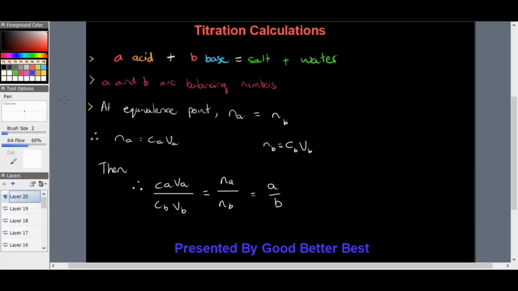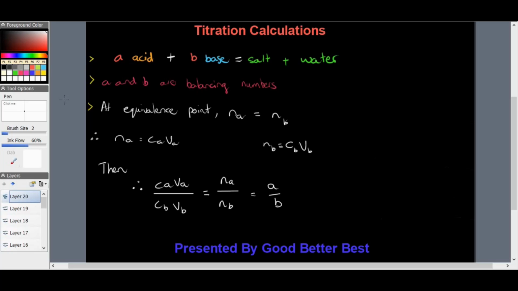Alright, today we're going to have a look at titration calculations. That's what we're going to begin with. As well, we're going to look at pH levels. So how titration calculations work is that we want to calculate an unknown concentration, either of an acid or of a base.